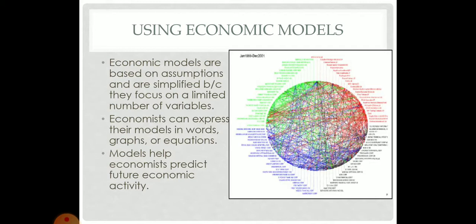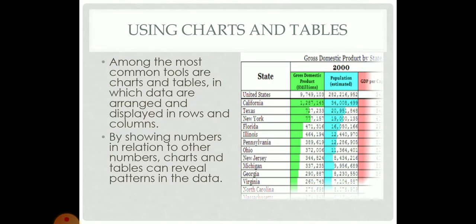Okay, so today, economic models are based on what? They are based on assumptions and are simplified because they focus on a limited number of variables. Economists can express their models in words. We have more than one way to express the data: we can express the models in words, graphs, and equations. Models can help economists predict future economic activity, what will happen in the future.